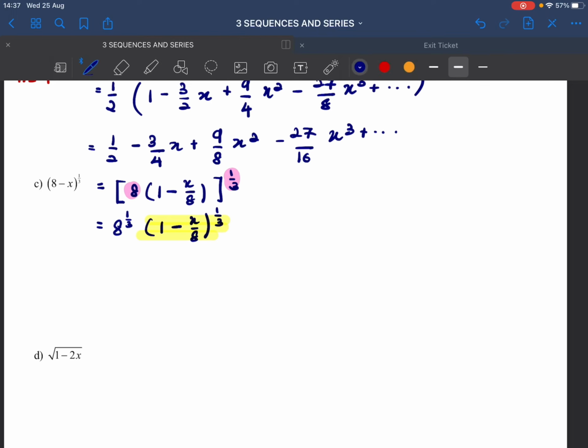So 8 to the power 1 over 3, we will have 2. And then big bracket, we are going to expand 1 minus x over 8. So we will have our a equals to 1, b is equals to negative x over 8, and n is equals to 1 over 3. Okay, so now just use the formula. Boleh cuba buat dulu, nanti boleh tengok jawapan.